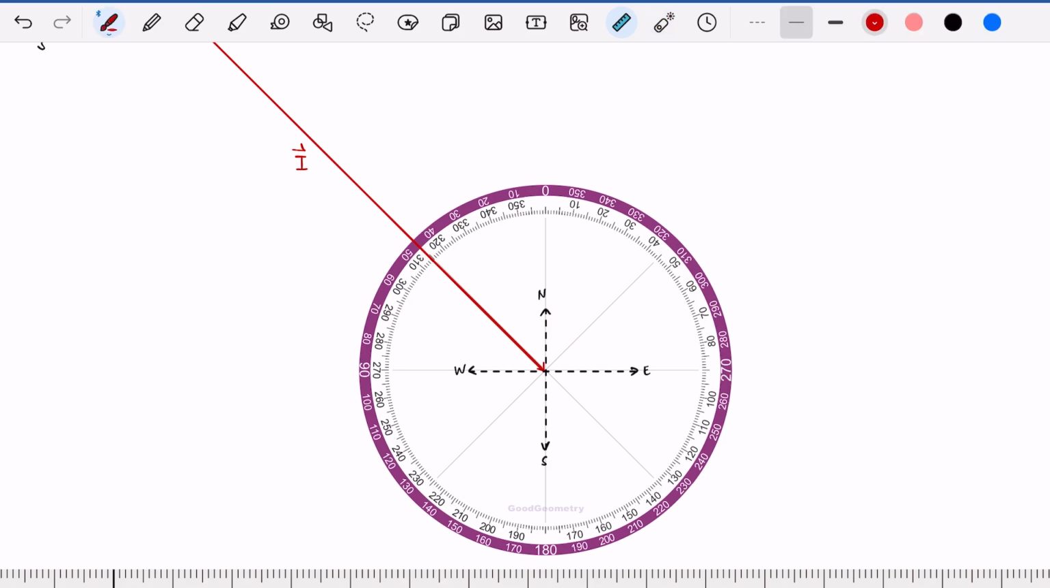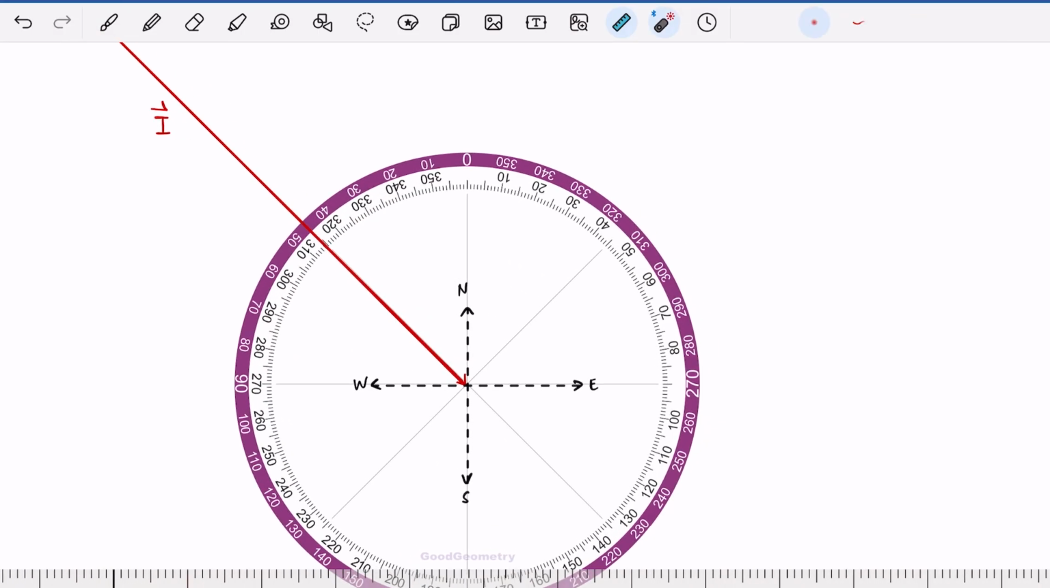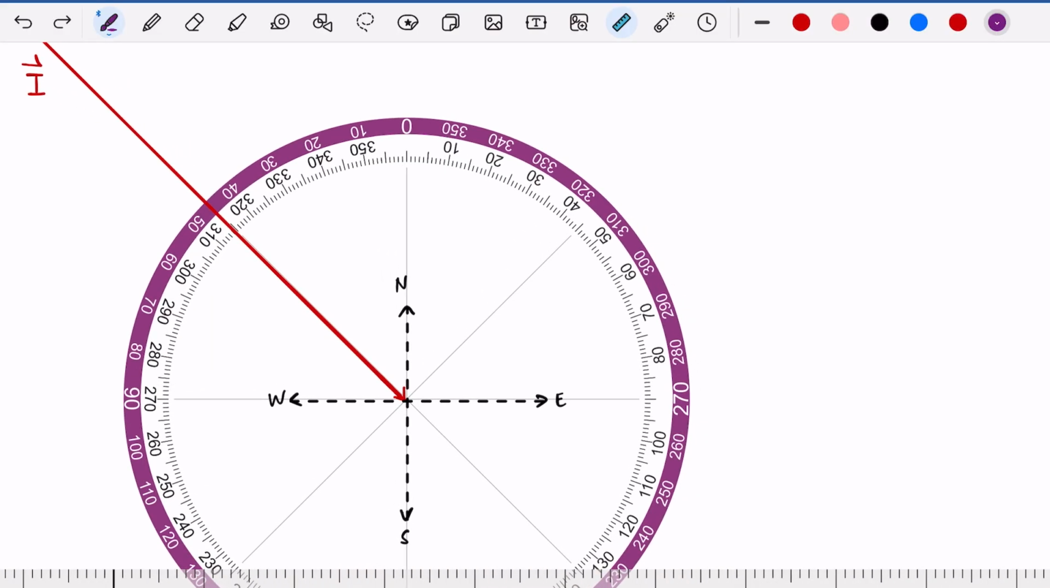I need to find east. I'm using another color, violet, for this one. 60. All right, so this is 10, 20, 30, 40, 50, 60. 60 is right here. I'm going to mark this. Okay, that's 60. Actually, it's like 60.5. So let me just fix that. It should be exactly 60. All right, yeah, 60.